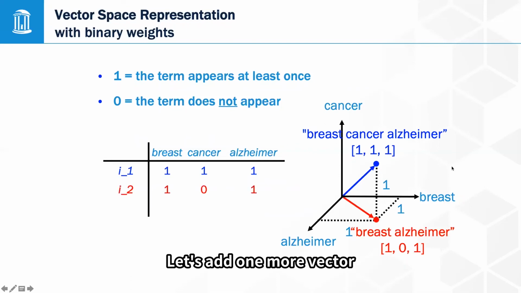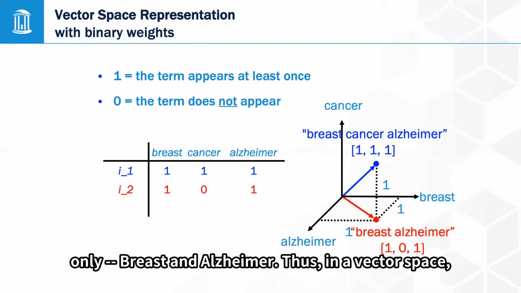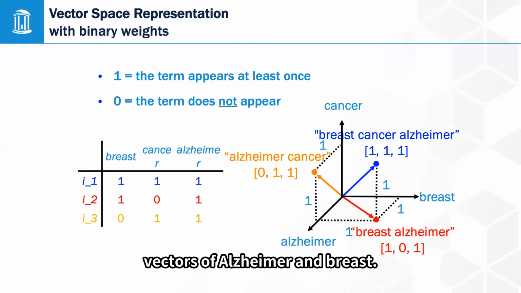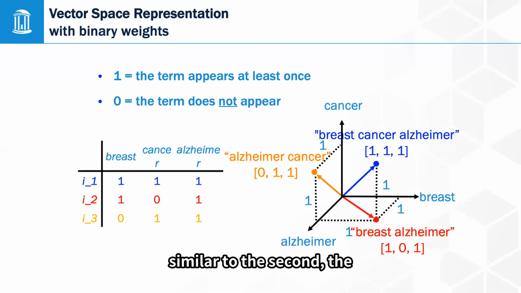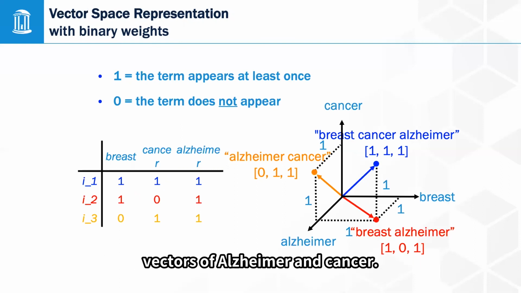Let's add one more vector. The document of our second vector contains two terms only, breast and Alzheimer. Thus, in the vector space, a zero value of cancer leads it to be located at the plane composed of basis vectors of Alzheimer and breast. The third document contains Alzheimer and cancer. Similar to the second, its vector locates on the plane composed of the basis vectors of Alzheimer and cancer.